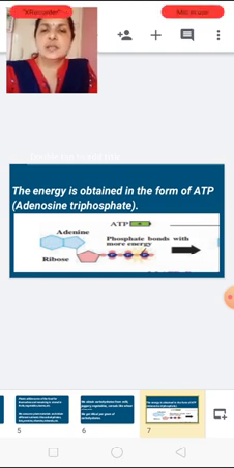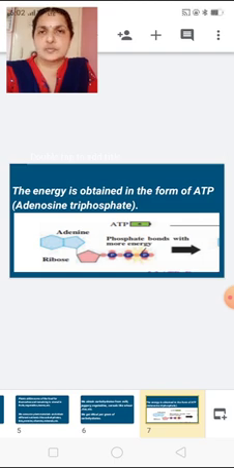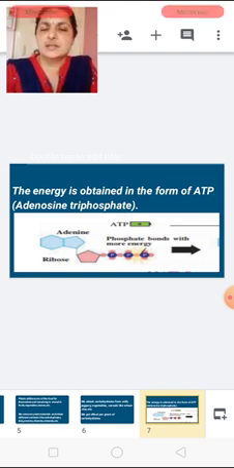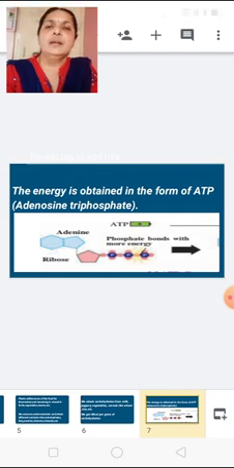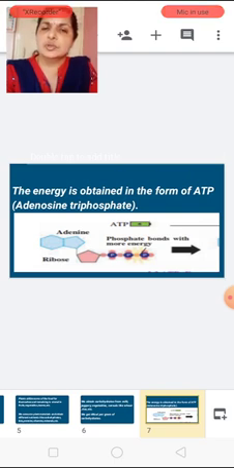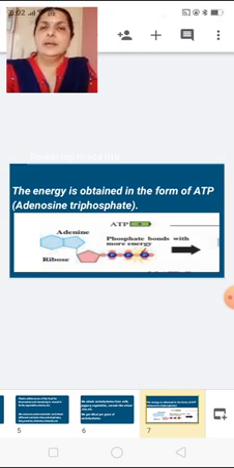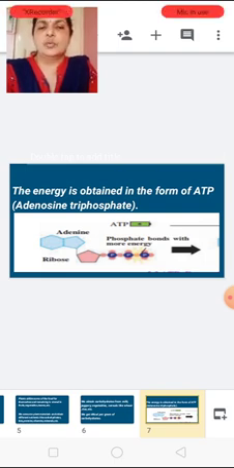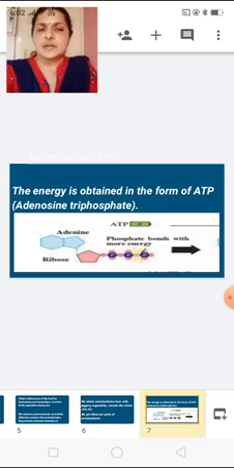So this energy is stored in the bonds between the phosphate groups. When the body needs energy, the bonds are broken and you get the energy. So this is the structure of ATP: it has adenine, a nitrogenous base, a ribose sugar, and 3 phosphate groups. When you want energy, the phosphate bonds are broken and energy is released for the body. Now let us learn about the next system, how we get energy from the respiratory system.